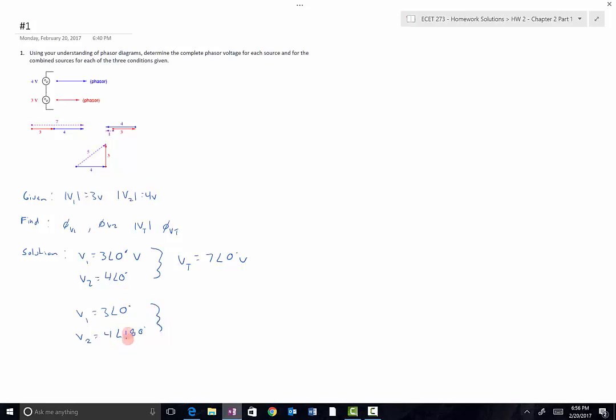If we add 4 at 180 to 3 at angle 0, we get a total voltage equal to 1 at angle 180 degrees. All these should have units of volts. The phasors do have units. Again, you could have written that as minus 1 at angle 0, same vector.